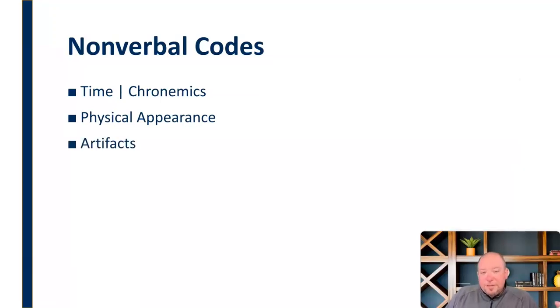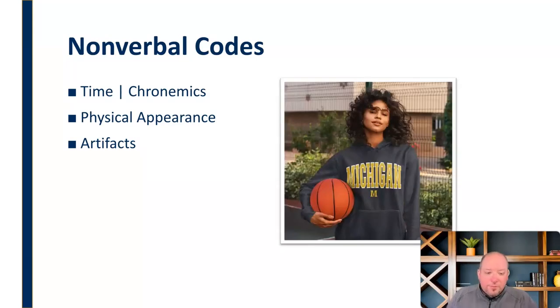Artifacts are another nonverbal code. Artifacts basically is just stuff. It's things that we have and wear and use as a way to express ourselves. It could be clothes, it could be tattoos, it could be any of the things that we're carrying with us. For example, if you're wearing a shirt with a university on it, you're ostensibly saying that you're a supporter of that university. That's an artifact that you're a fan, right? Or that you're carrying a basketball. That's an artifact. These are things we use to express ourselves nonverbally, without having to say anything. I'm going to assume that this person is a Michigan fan who likes to play basketball.